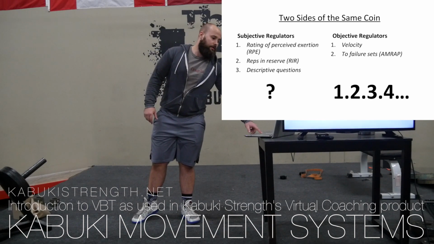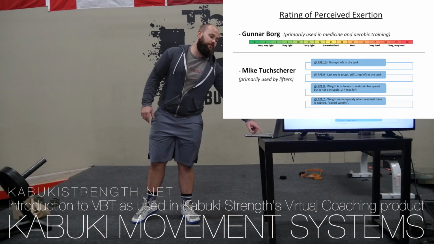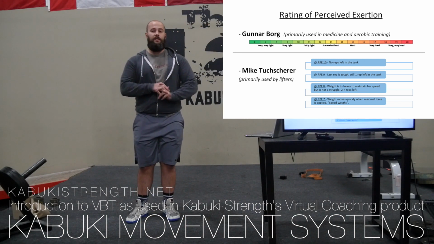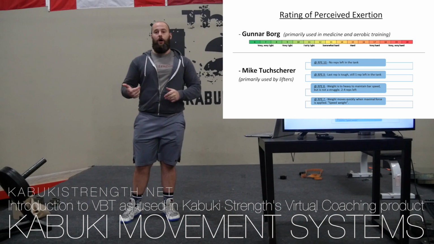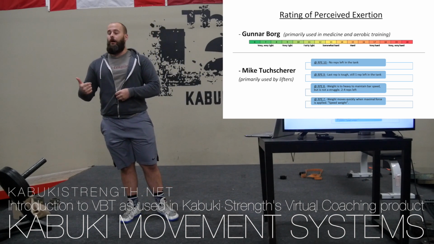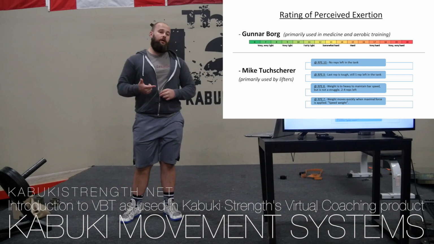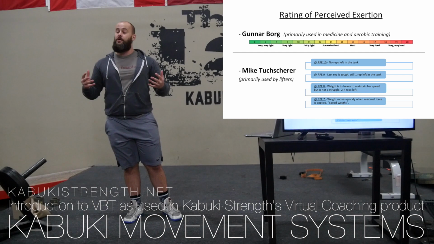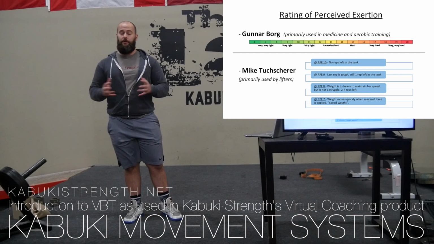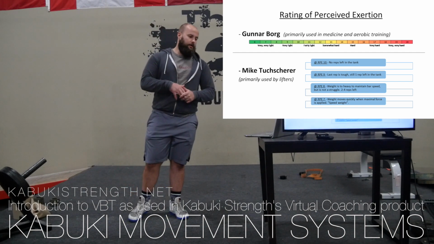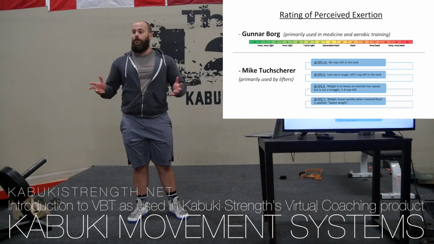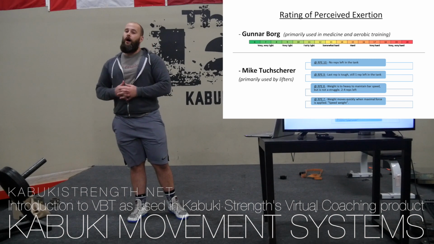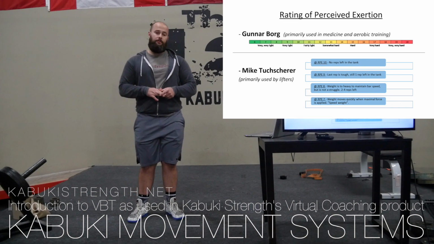Into the rating of perceived exertion. So most of you, everybody raised their hand that they were familiar with the RPE scale, okay? Few know where it was originally created. The Borg scale was one of the first introductions of the RPE scale, and it's obviously a much broader range than the Tuchscherer scale, if you're familiar with it. The Borg scale was somewhere between 1 to 20, and it measured perceptions of exertion, mostly in aerobic training, okay?